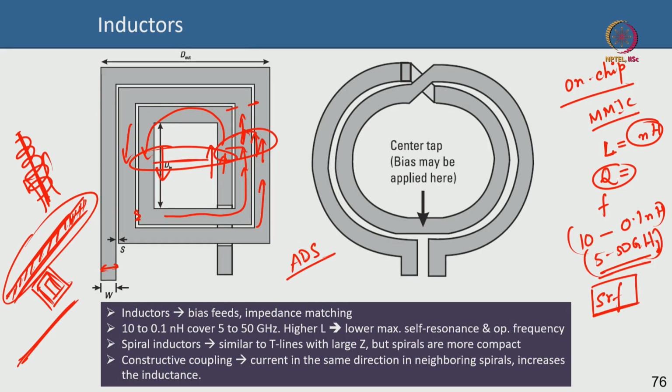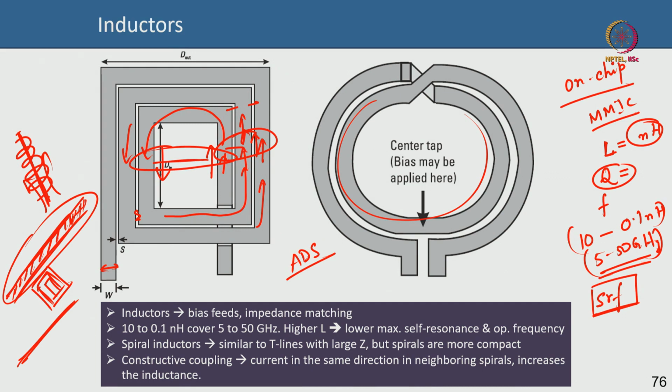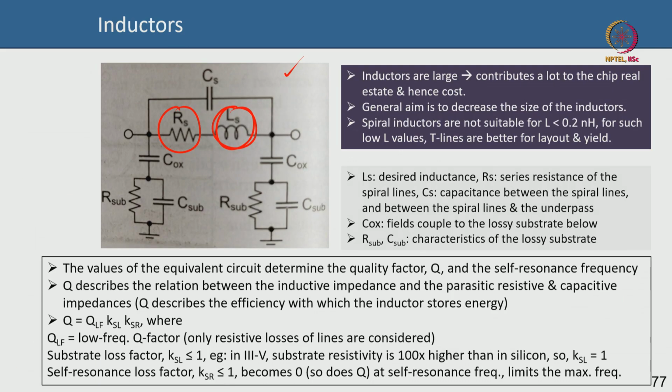For instance, in the previous slide, if I look at this spiral inductor, then the value of the inductance that I desire is basically captured by this value Ls. What does Rs do? It is basically representative of the series resistance of the metal. The metal, it is always metal, of course, and the metal will have its own series resistance. So you include that effect as Rs.